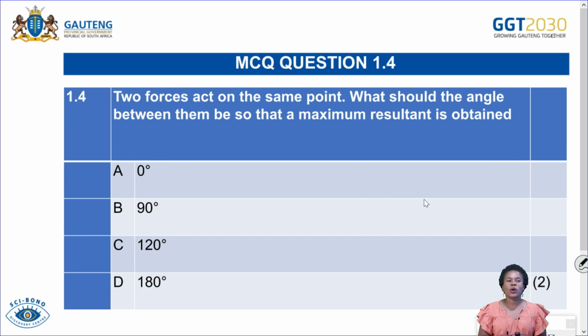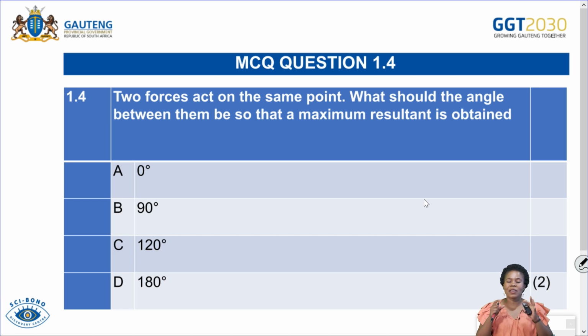Question 1.4: two forces act on the same point. What should the angle between them be so that a maximum resultant is obtained? Let me read the question for the second time. Two forces are acting on the same point. What should be the angle between them so that the maximum resultant is obtained? Should it be 90? Sorry, let's start from the top. Should it be 0 degrees?